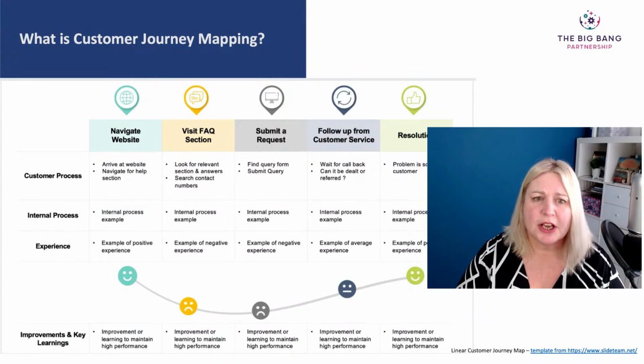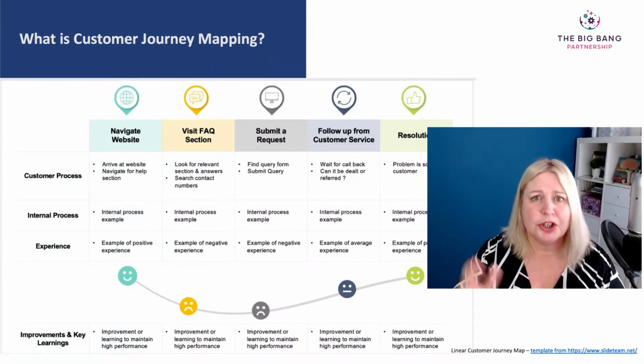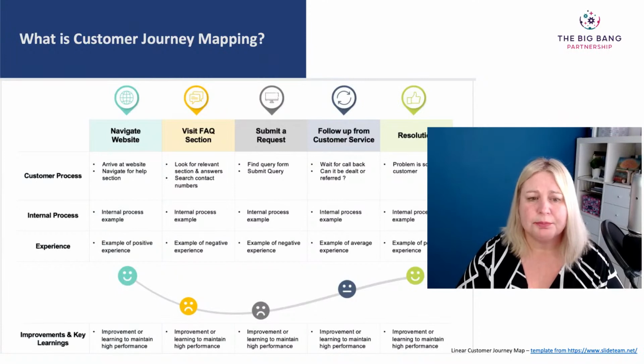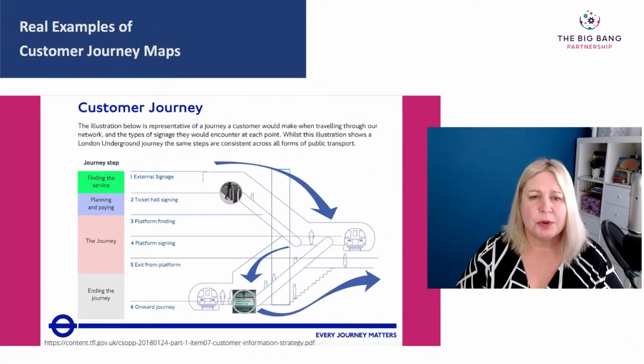So you've got each stage along the top, what the customer is doing for each of those stages, map that out, map out what's going on in the business to achieve that for the customer, and then really think about what that is like to be the customer in the customer's shoes at each of those stages. And you create a visual, and I'll show you some different ways of putting those visuals together as well. So just some examples to give you an idea.